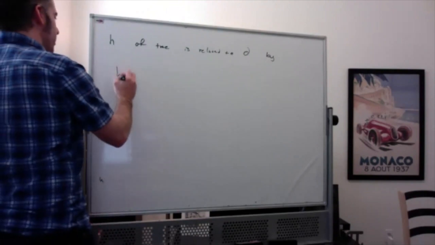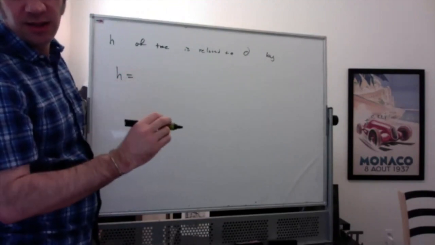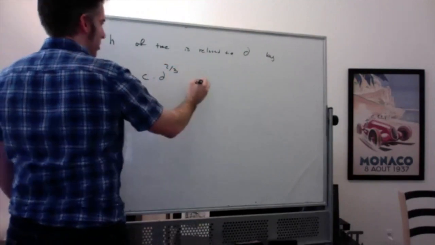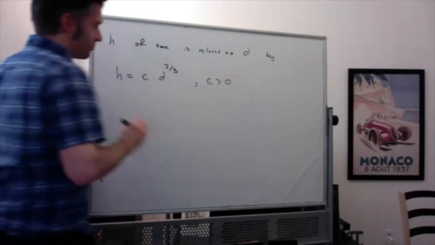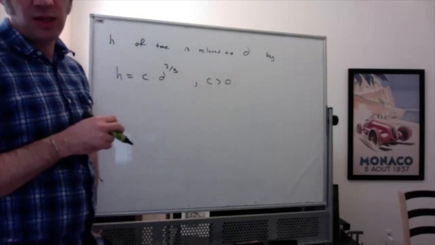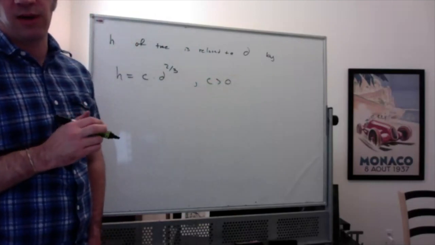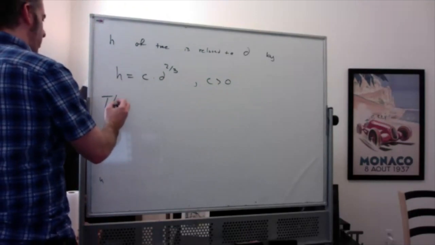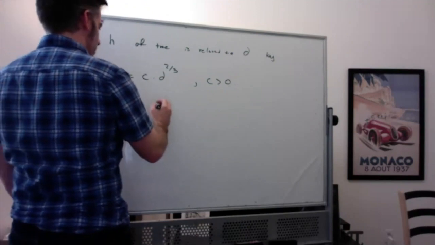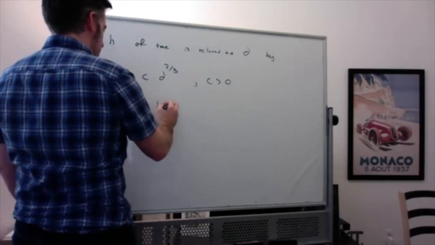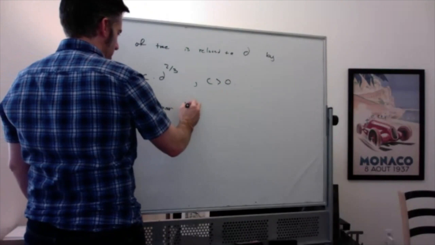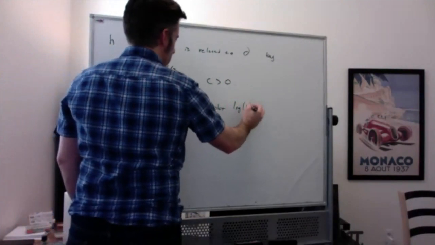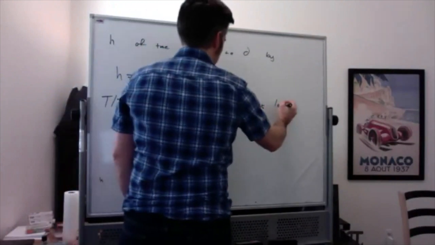The height is a constant c times d to the 2/3 power, where c is greater than 0. The relationship will appear linear when log h is plotted as a function of log d. True or false? So, true or false? This will appear linear when we plot log of h versus log of d.